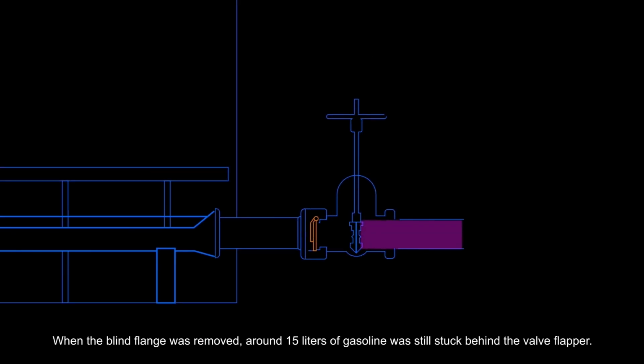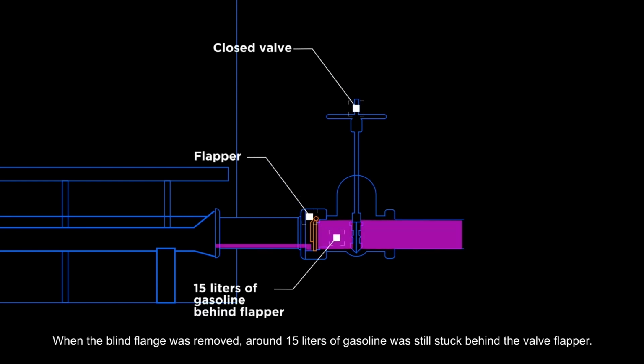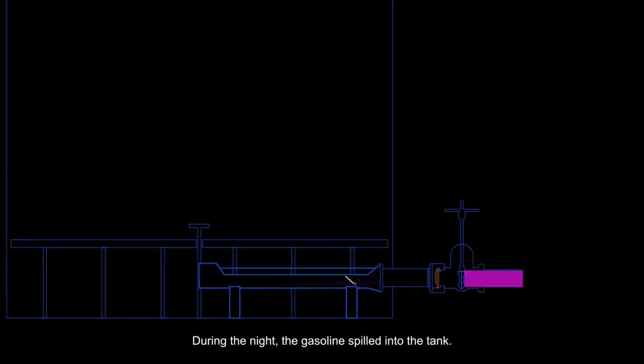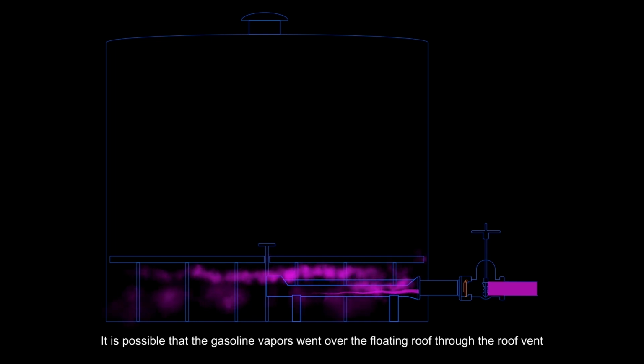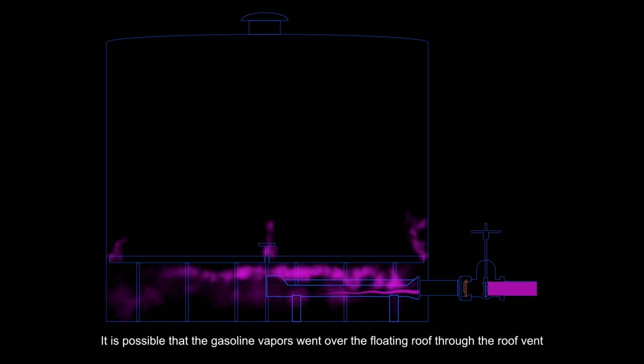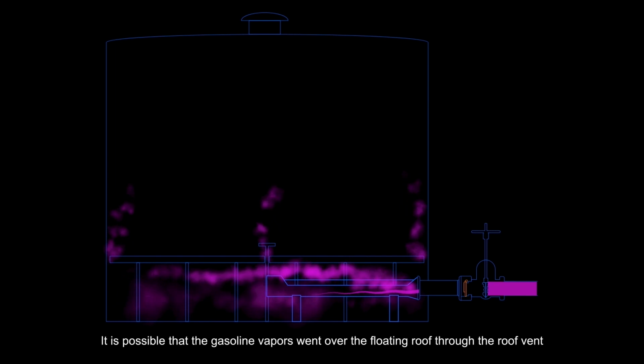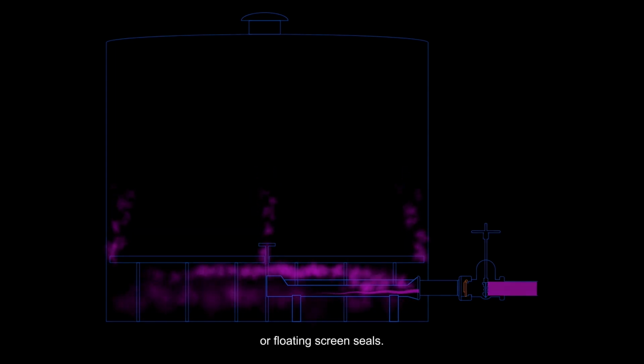When the blind flange was removed, around 15 litres of gasoline was still stuck behind the valve flapper. During the night, the gasoline spilled into the tank. The gasoline started to evaporate under the internal floating roof. It is possible that the gasoline vapours went over the floating roof, through the roof vent or floating screen seals.